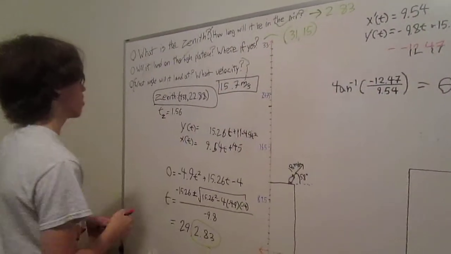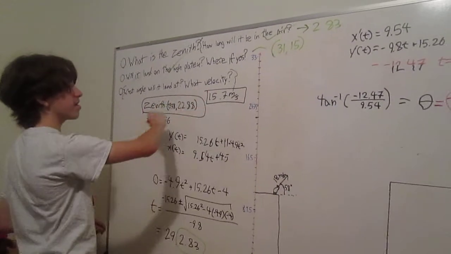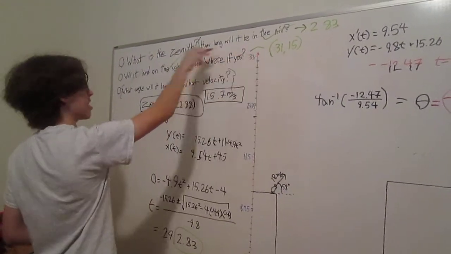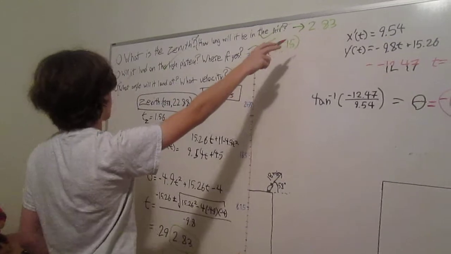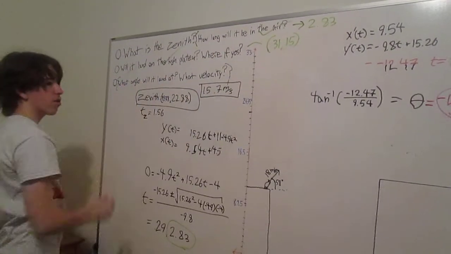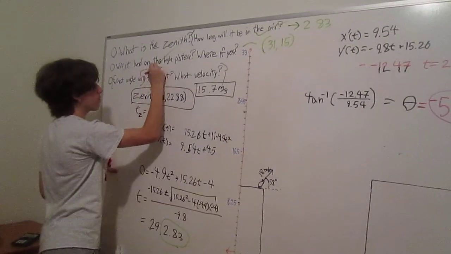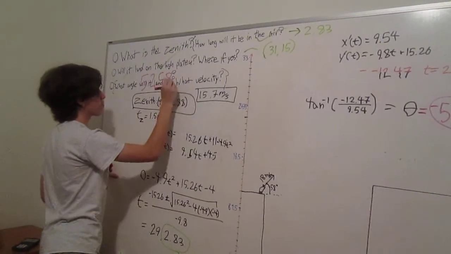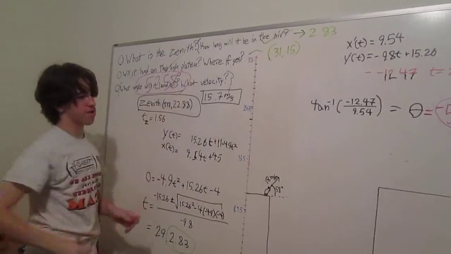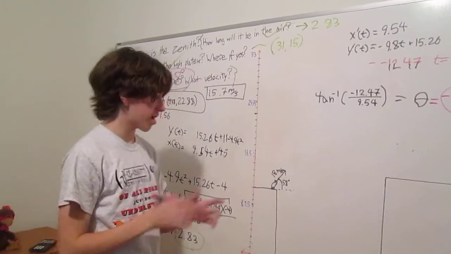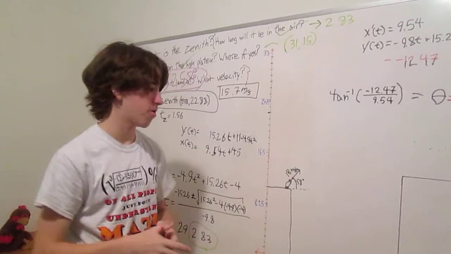So, now we know the velocity, the zenith, where it lands, if it lands, how long it's in the air, and now we know what angle. This is 52.58 degrees, and this is a really messy board, but we found all our answers. And that's how you deal with finding everything on a kinematics board.